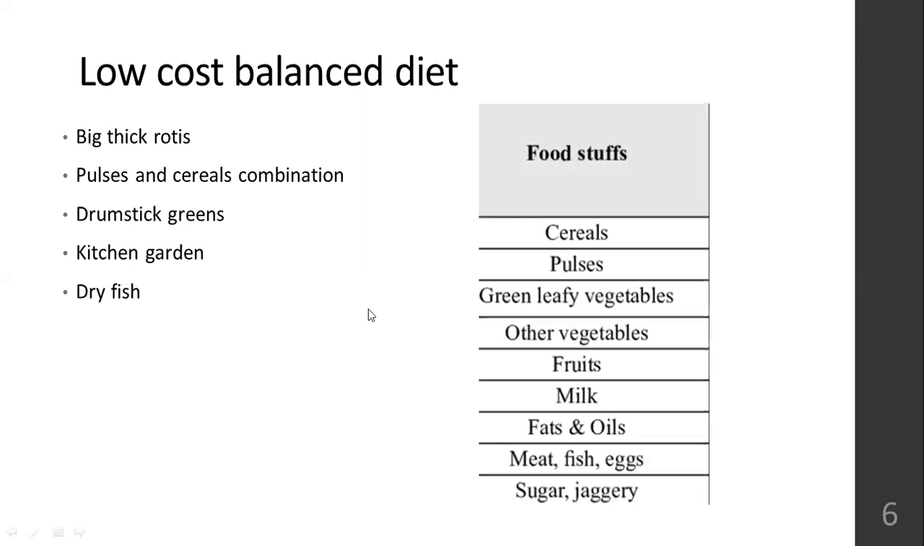Dry fish, not that common nowadays. Very rarely it is used. But still, dry fish is also a very cheap alternative to make sure you get minerals. Dry fish is very rich in minerals. Earlier, a few decades back, it was quite common, but these days, getting dry fish is also very rare.